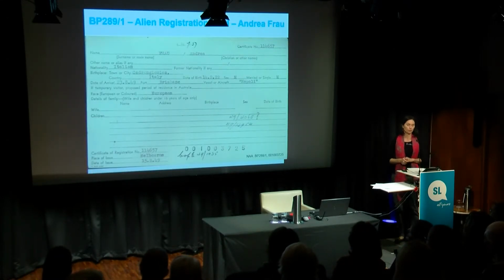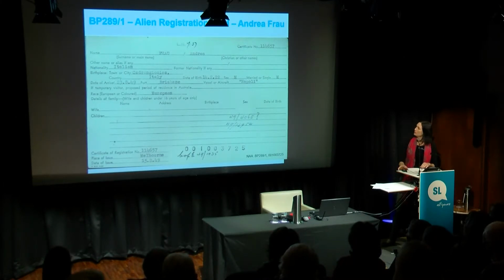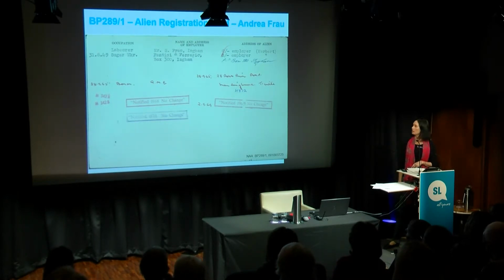So the next one, this is the front of Andrea Frau's alien registration card, which again provides us with details of his arrival in Australia. So I think all those 4 immigration records that I found on the database all provide us with his arrival details. This is the back of that card. This is where they had to report on their employment and change of address or employment to the Department of Immigration. So this provides an invaluable resource for family historians.